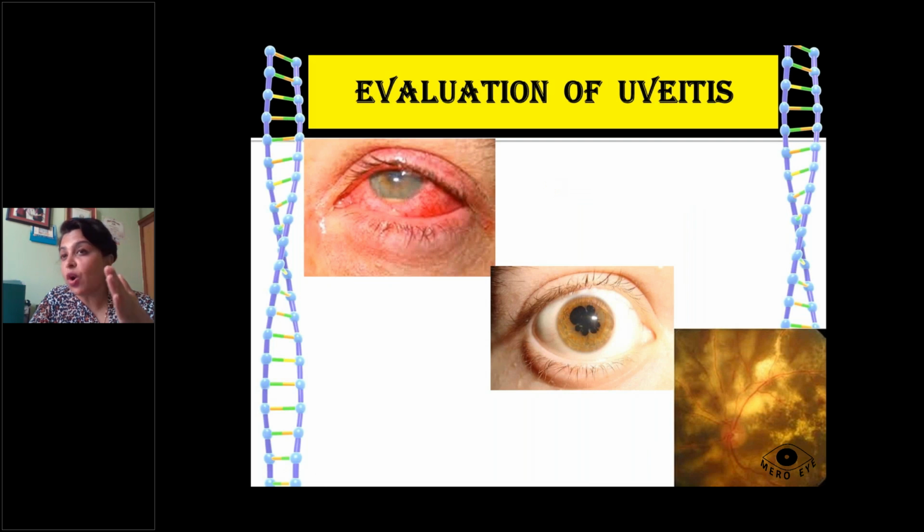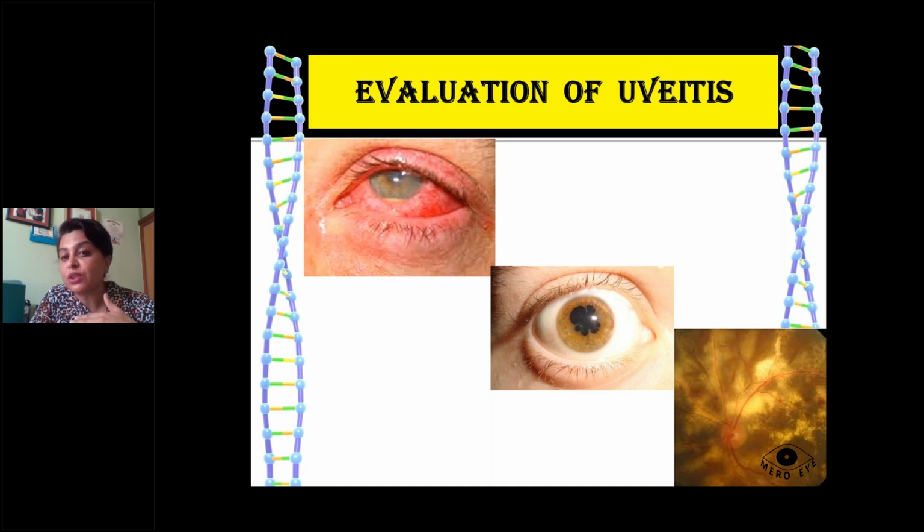Once there is a breach in the ocular barrier and the uveal tract is inflamed, it might present with a red eye, like at the top, or a white eye with the past features of uveitis, or a white eye with some lesions at the back of the eye, that is in the retina. Now, how to evaluate this?